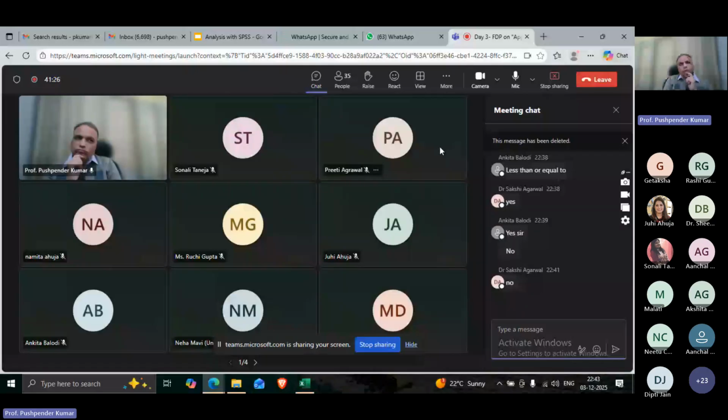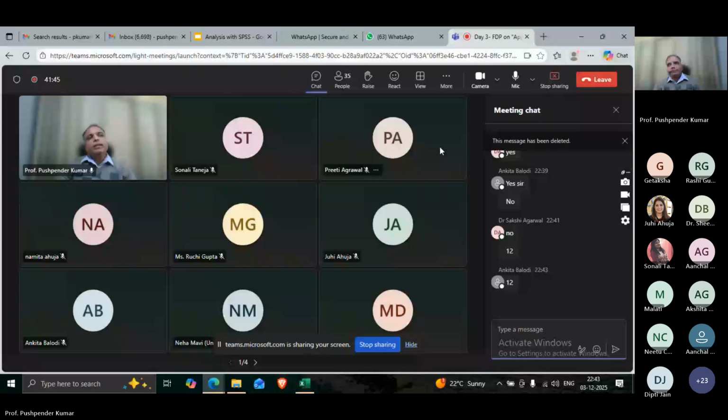What was the claim of Mahindra and Mahindra? 12. Thank you very much. 12. Now, on the basis of 10 observations, I wish to find out the average, X bar. And mu, what is mu? 12 is the mu. And X bar is what I will calculate. Suppose my X bar is 10.